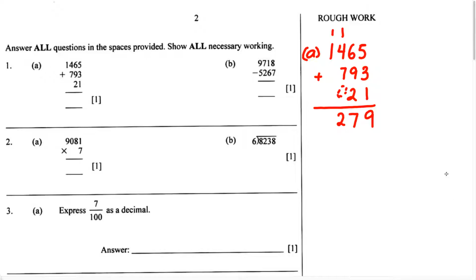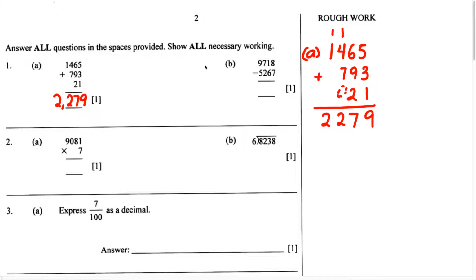Now we don't have any digit in the thousands unit for the second number or for the third number. So you can either add a 0, or you can just say 1 plus 1 is going to give us 2. This is going to be our answer, 2,279. Therefore, our answer for part A is going to be 2,279.